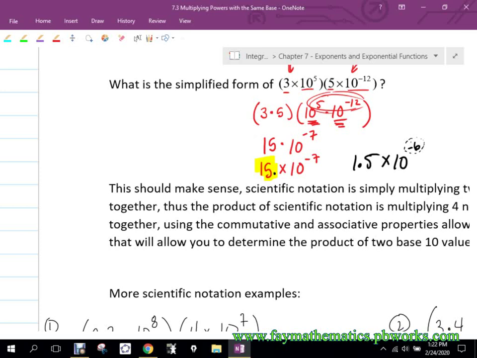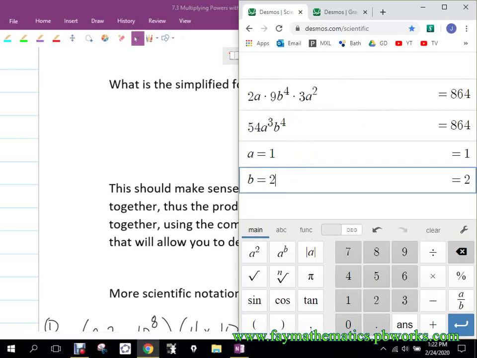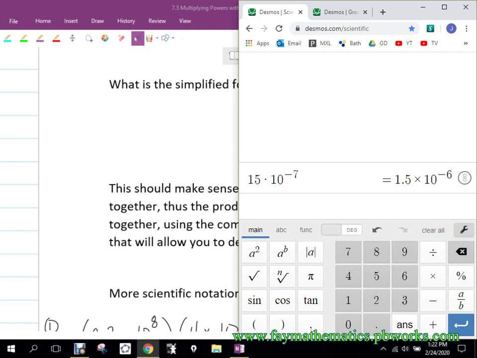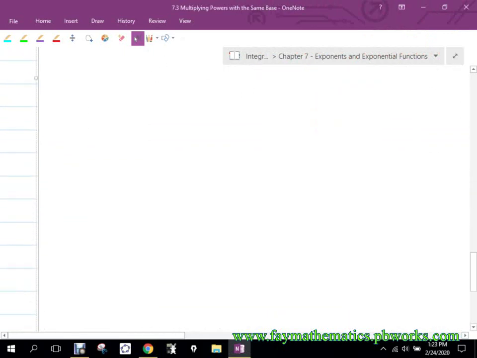Okay? If you were questioning whether you did that right, you have a great tool here that will help. If I want 15 times 10 to the negative 7th, Desmos will automatically change that to scientific notation for you, abiding by the rule that we have defined with scientific notation. Okay? So that's a nice thing. All right, so let's look at these two.